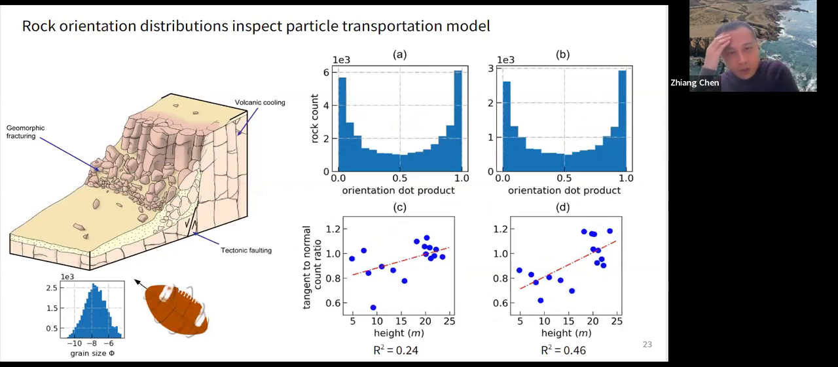And we also use rock orientation distributions to inspect a particle transportation model. Because the median rock size is similar to the size of a football, if you can imagine, if we throw a football from the scarp foot, ideally the football will rotate along its major axis and end up with an orientation parallel to the photoscarp trace. We use the rock orientation distribution and conduct some correlation analysis that supports this particle transportation model.